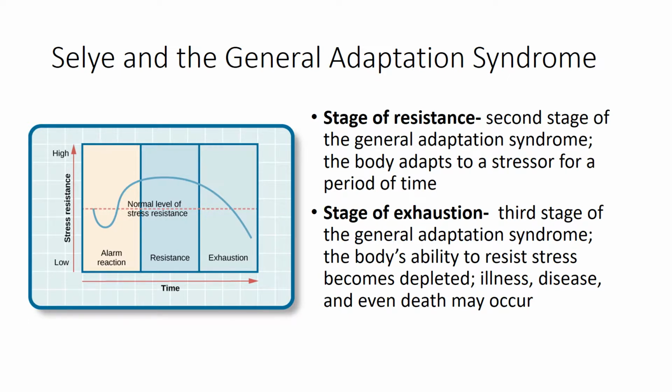In the stage of resistance, which is the second stage, the body adapts to a stressor for a period of time. And then in the third stage, the stage of exhaustion, the body's ability to resist stress becomes depleted, and this can result in illness, disease, and even death.